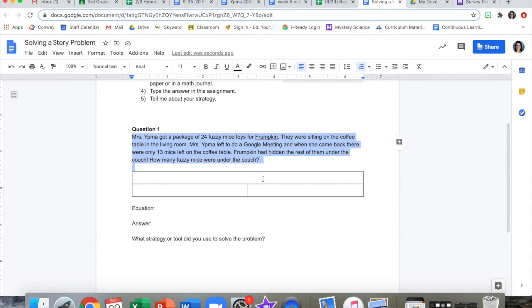Okay, so down here is the story problem that I just told you in the video, written in sentence form. Here's your part whole chart, the place where you write your equation that matches the story, your answer, and then here, what strategy or tool did you use to solve the problem? You can just tell me in a couple words describing what you did, what your strategy was. All right, so that's half of your assignment. That's the story problem half, where you hit the learning target.